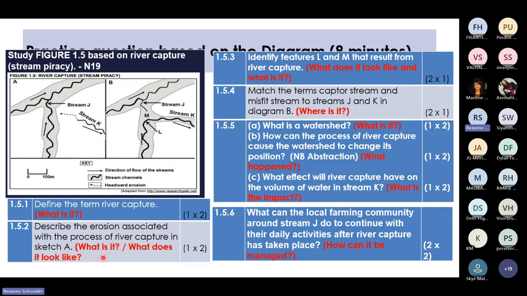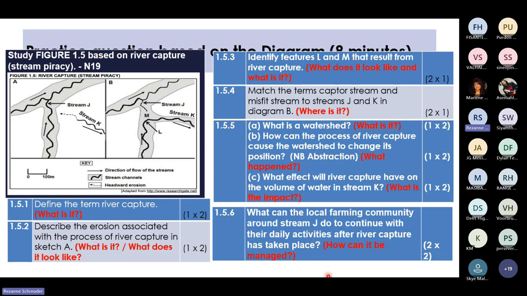In other words, what is it? What does it look like? Identify features L and M that resulted from river capture. So there we've said L is the elbow of capture and M is the misfit stream. Match the terms captor stream and misfit stream to streams J and K in diagram B. So where is it? Then they ask us, what is a watershed? How can the process of river capture cause the watershed to change its position? Abstraction, right? So it goes back, it erodes back into the watershed.